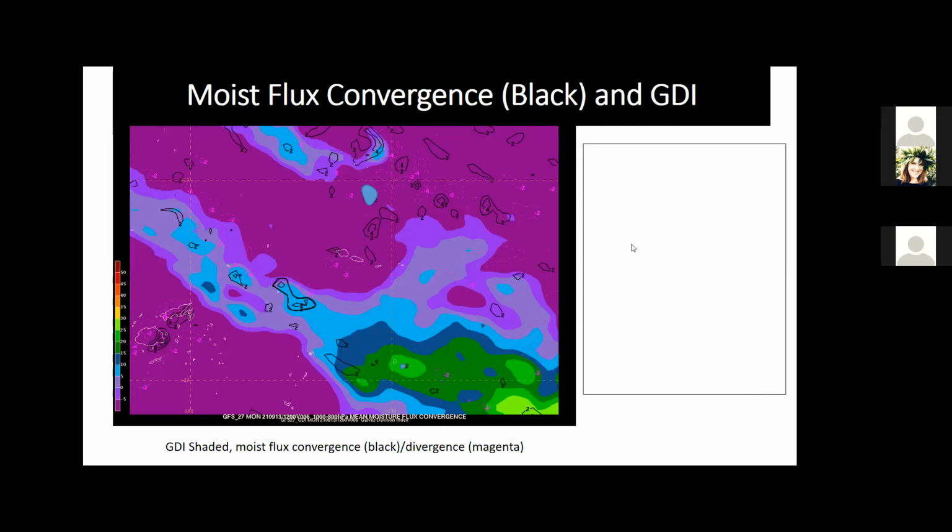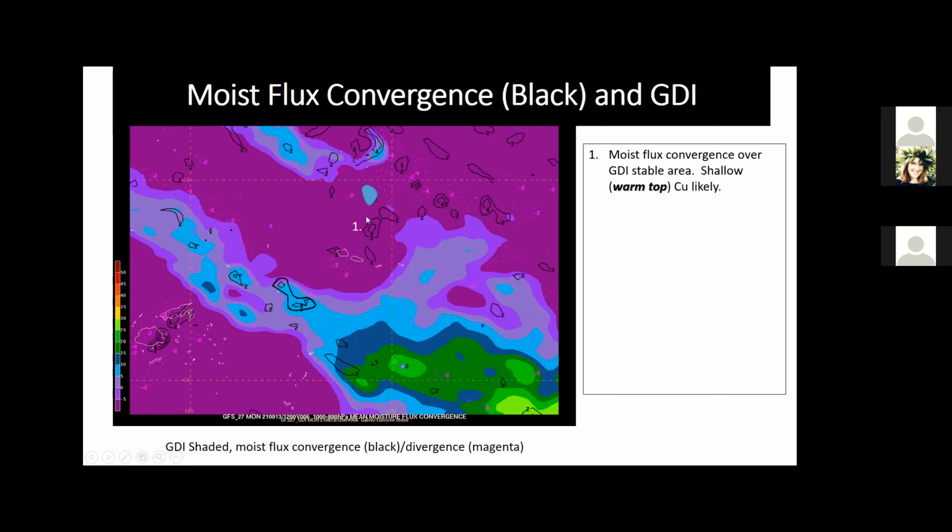So by overlaying the moist flux convergence over the GDI, then you can have a better feeling on where the convection is going to be more intense and where you're going to see deeper convective development. So in this particular point 1, we can see that we have an area of moist flux convergence. And in this case, we're using the inverse or the negative. So positive is actually convergence.